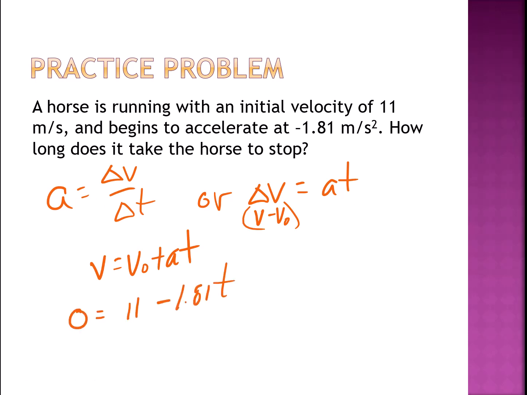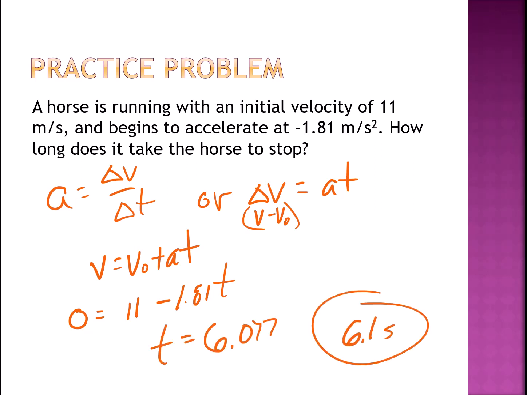I can plug in the values. Final speed will be 0. The initial speed will be 11. The acceleration would be negative 1.81, solving for time. I could also just plug it in here. On the numerator, it would be 0 minus 11. Over here would be the negative 1.81, and I'd still be solving for my time.